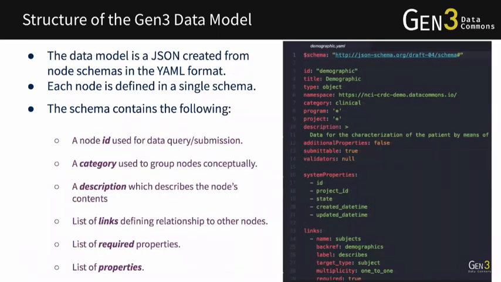The data model is a JSON that's created from node schemas in the YAML format. Each node is defined in a single schema. The schema contains the following: a node ID, which is used for data queries and submission, a data category used to group nodes conceptually, a description of the node's contents, a list of links defining that node's relationship to other nodes, a list of required properties, and then finally a list of properties within that node.